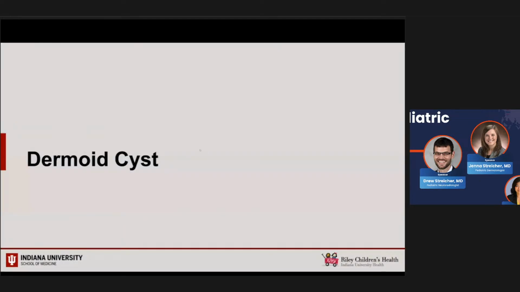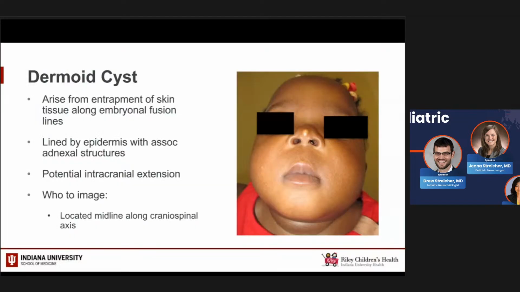All right, so we're going to move on to our next entity, dermoid cysts. We see these a lot in our clinic. Babies and infants come in, usually complaining about a bump, sometimes on their nose, forehead, or around the eyes. These arise from entrapment of skin along the embryonal fusion lines, and they're lined by skin, but can also be associated with adnexal structures. The problem is that over time, as they grow, they can push on the bone, and sometimes they can cause intracranial extension.